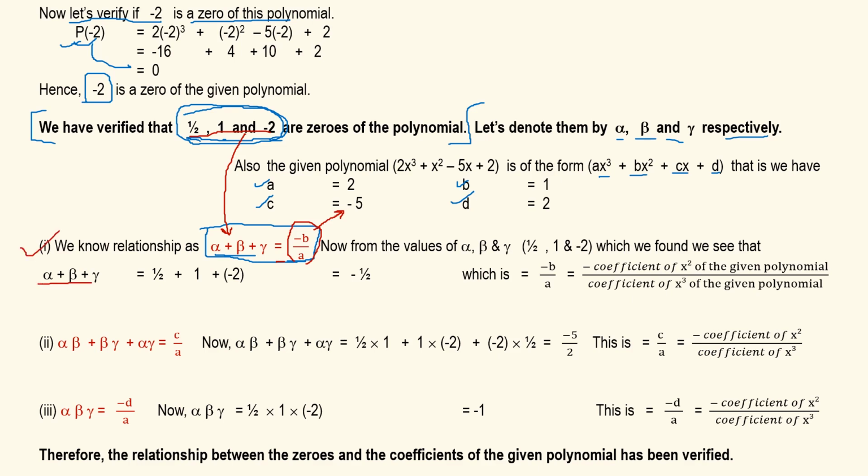We see that alpha plus beta plus gamma is equal to 1 by 2 plus 1 plus minus 2, which is equal to minus 1 by 2, which indeed is equal to minus b by a. Therefore, we can say that we have verified the first relationship.